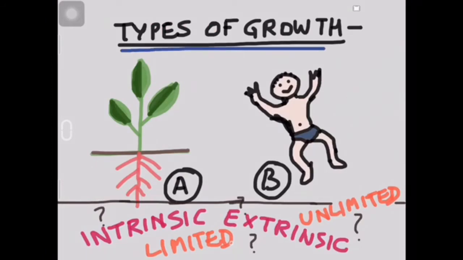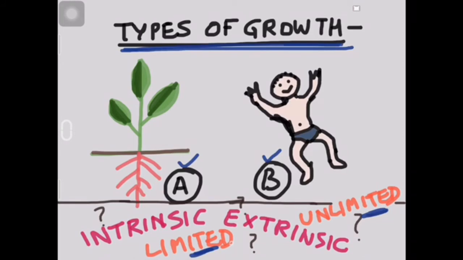Types of growth. There can be two types of growth, two categories, two kinds of growth. Firstly, we are looking at the examples. Example A showing growth, example B showing growth, and the kinds available are limited and unlimited. Two kinds of growth are limited growth and unlimited growth.